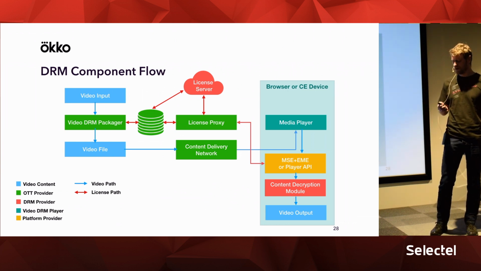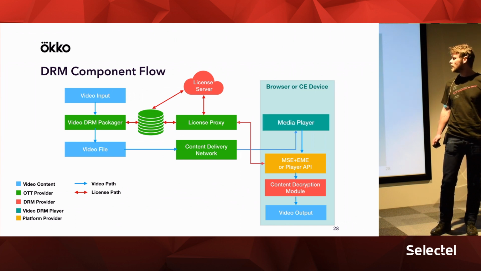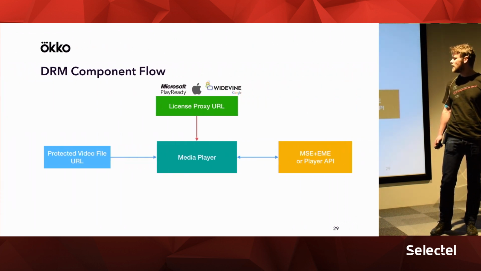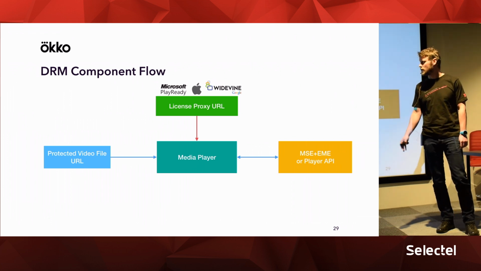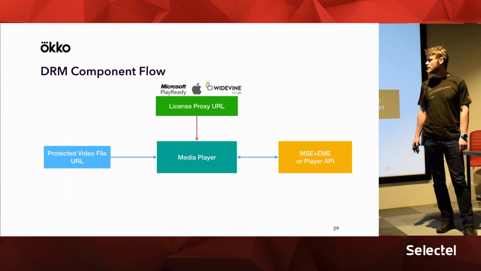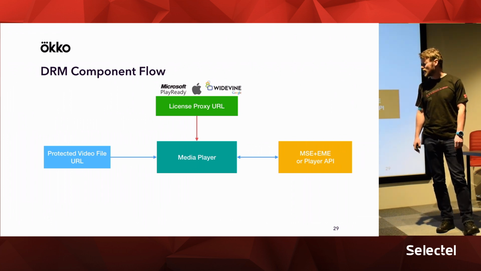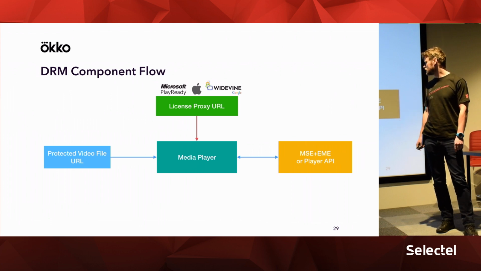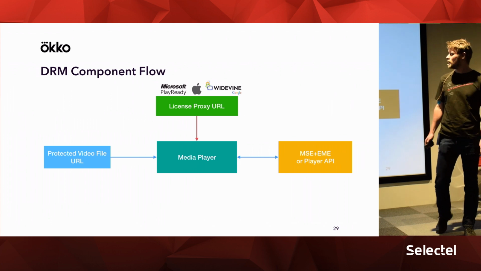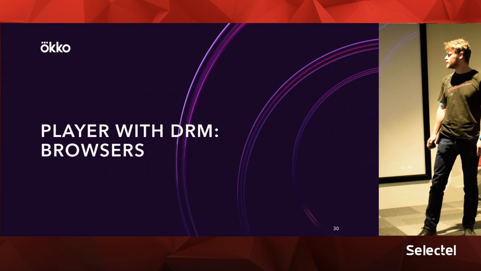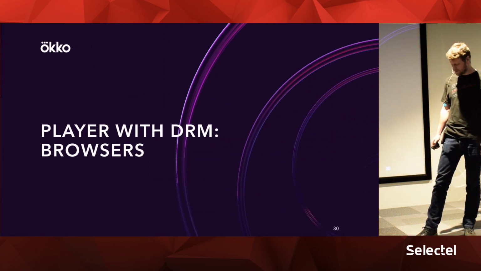But in general, from the front-end point of view, we will cover only the media player, and it means that you just need the protected video file URL and the license proxy URL, and maybe three of them for different systems, and you should provide all of this to the APIs of the browser or browser-like platform. Okay, let's go to the browsers.